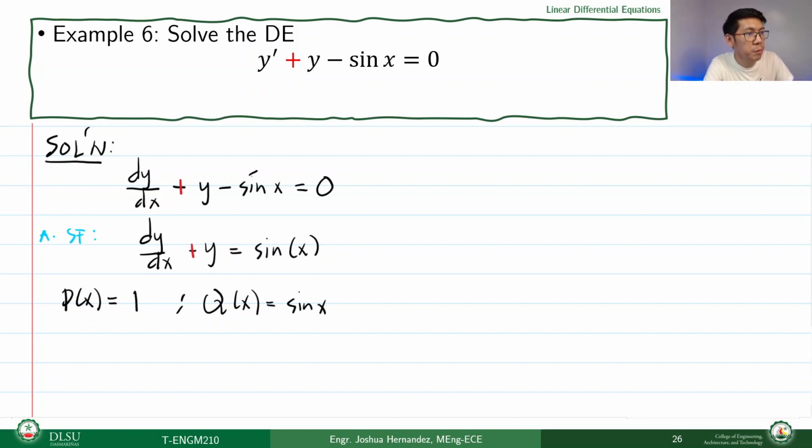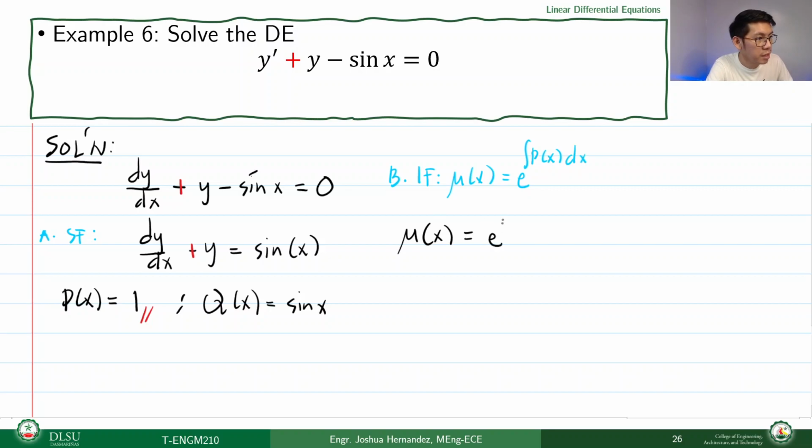Alright. Now we can proceed to our next step, and that is finding the integrating factor. Our integrating factor mu of x is e raised to the integral of p of x dx. So solving for mu, since we already have p of x which is 1, this now becomes elementary. E raised to the integral of 1 dx. In other words, mu of x is simply equal to e to the x.